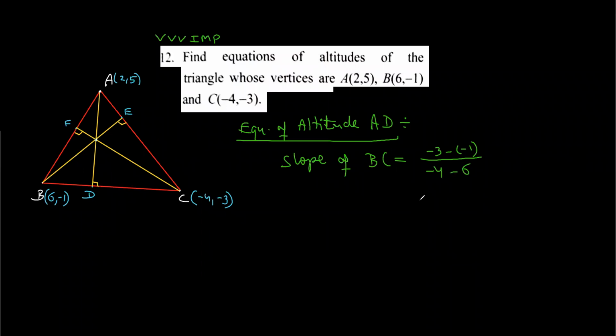Minus 4 minus 6. So this is now minus 3 plus 1 upon minus 10. That is equal to minus 2 upon minus 10. That is equal to 2 upon 10. Minus minus cancels. 2 upon 10 is 1 by 5. So students, see here, I got the slope of BC. What is the slope of BC? Slope of BC I got equal to 1 upon 5.